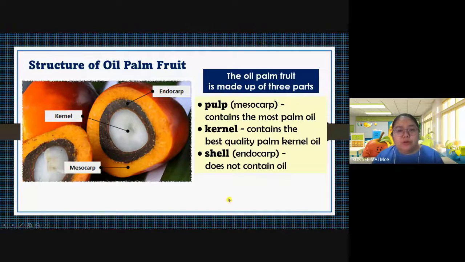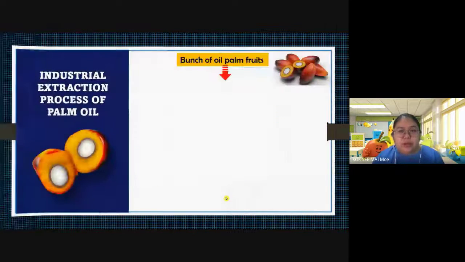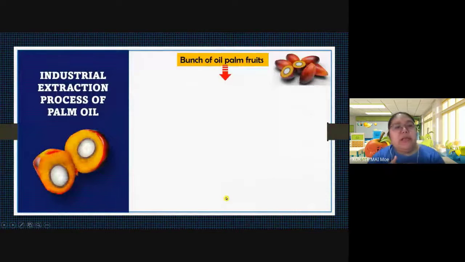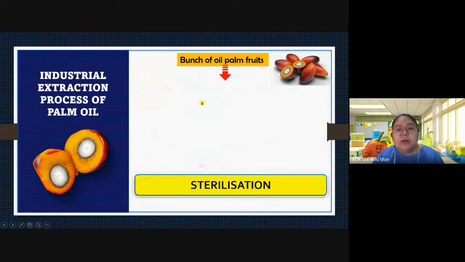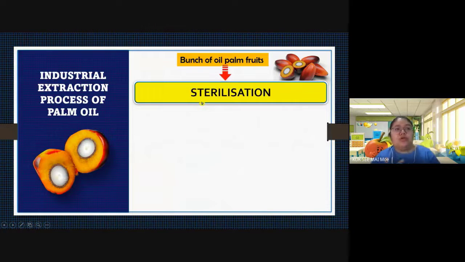So now we go through the next part. We need to see the industrial extraction process of palm oil, how they squeeze out the oil that we process from the palm. The first step is that the bunch of oil palm fruit must be taken out. After that, it goes through a process called sterilization. Sterilization means you need to kill all the bacteria.